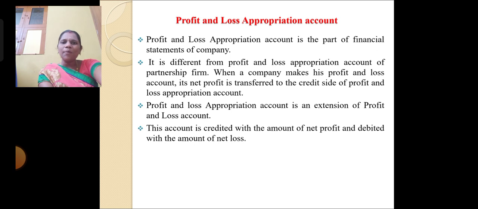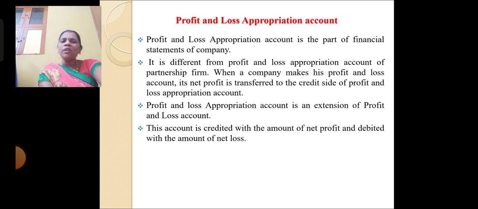Next, we discuss the profit and loss appropriation account. Profit and loss appropriation is also one of the parts of the final accounts of the company. It is normally different from the preparation of the profit and loss appropriation of a partnership firm. When a company makes its profit and loss account, the net profit is automatically transferred to the credit side of the profit and loss appropriation account.